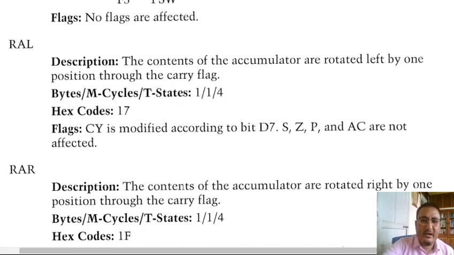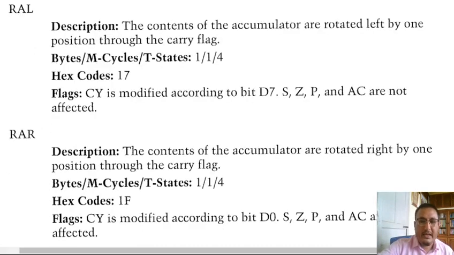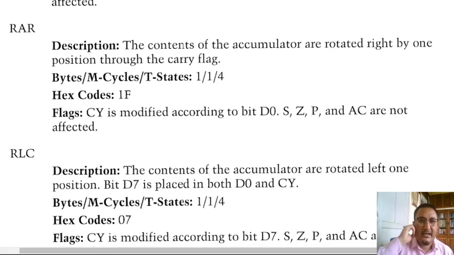Likewise, the RAR instruction. The content of the accumulator is rotated right by 1 position through the carry. It requires 1 byte, 1 machine cycle, and 4 T states, and the hex code is 1F. The carry flag will be modified as per D0. The sign flag, zero flag, parity, and auxiliary carry flags are not affected.